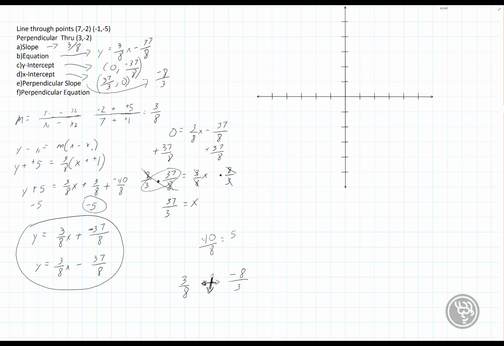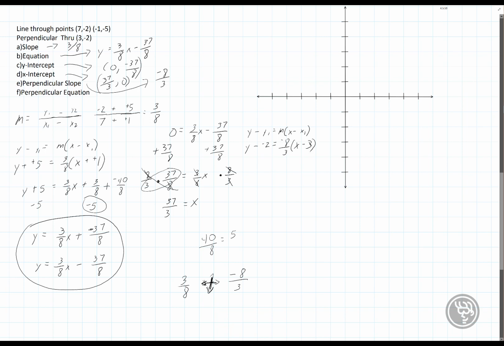What is the equation for the perpendicular line that goes through 3 and 2? Well, we basically have to apply the point slope formula again as we've had. So we're going to say y minus y1 is equal to m times x minus x1. Fill these in, and the y in this case is minus 2. The m, we figured it out, it's minus 8 over 3 times x minus the number 3.